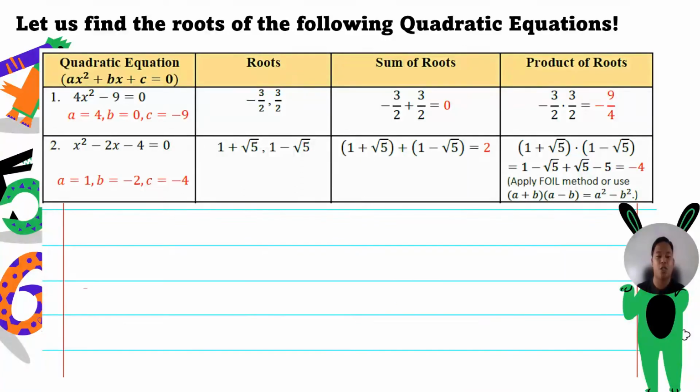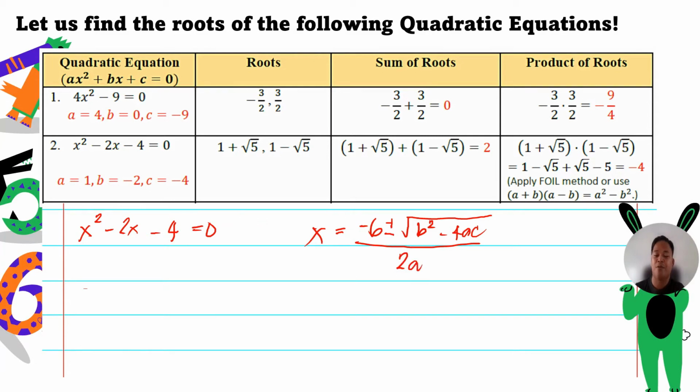Let's have the second equation. x squared minus 2x minus 4 is equal to 0. We are going to find the roots using quadratic formula. So instead of thinking of the factors, it is the easiest way to solve for the roots. Always remember that the quadratic formula is x is equal to negative b plus minus the square root of b squared minus 4ac all over 2a.